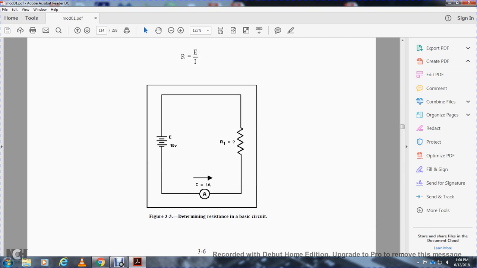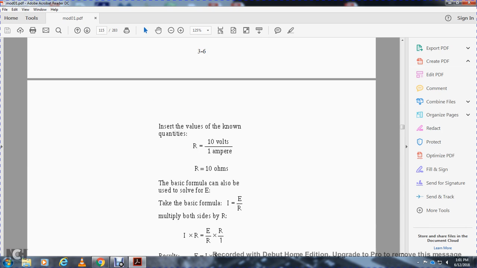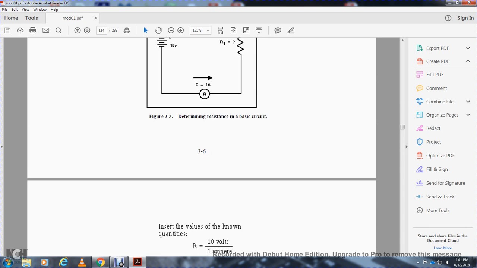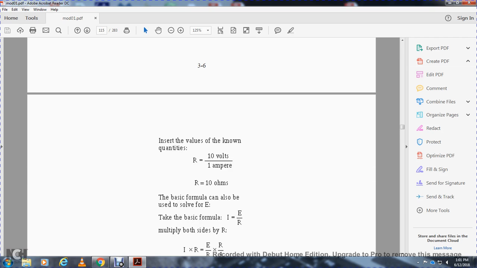You have 3 short plates, 3 long plates, a battery, and the current goes to the ammeter, and then the resistor, which should be 10 ohms. Insert the known values with the quantities. The resistance in ohms equals 10 volts over the amp, which equals 10 ohms.